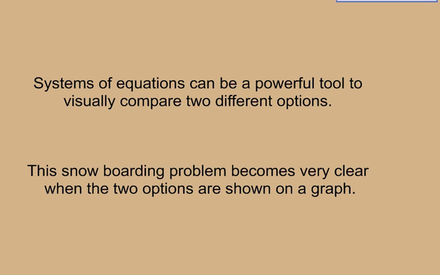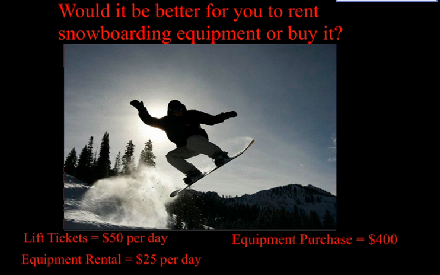So a system of equations can be a powerful tool that will help us see two different options. If we take this snowboarding problem and we put two lines, one for the option of renting and one for the option of buying, if we put two lines onto this one graph, it's going to be pretty clear when we should rent and when we should buy. So here's the original question. Lift tickets are $50. To buy everything I would need, it would cost $400. And to rent the equipment, it would cost $25. So we need to write some equations.